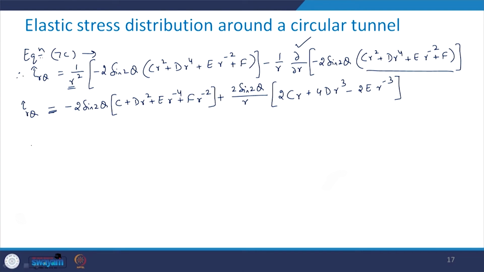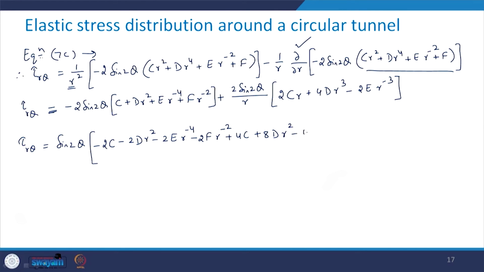So, this will be further simplified, that is tau r theta. You take sine 2 theta common, and what you will get is minus 2c minus 2d r square minus 2e r to the power minus 4 minus 2f r to the power minus 2, and here you will have plus 4c plus 8d r square minus 4e r to the power minus 4.